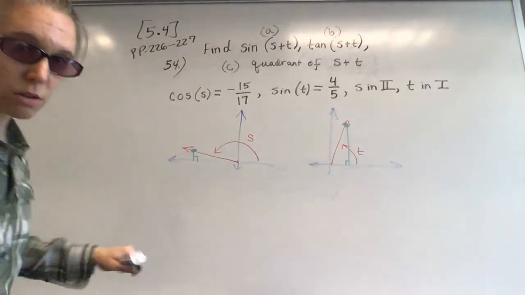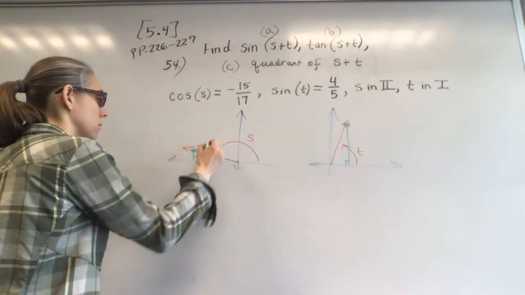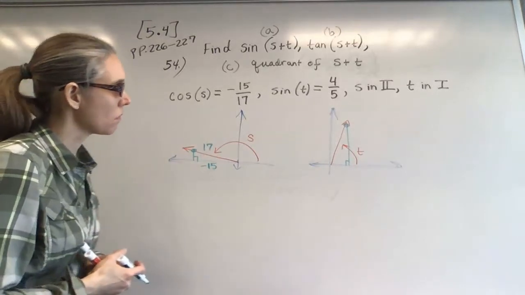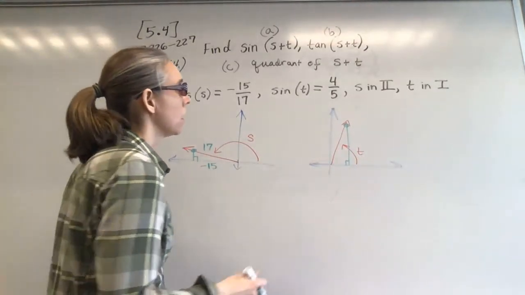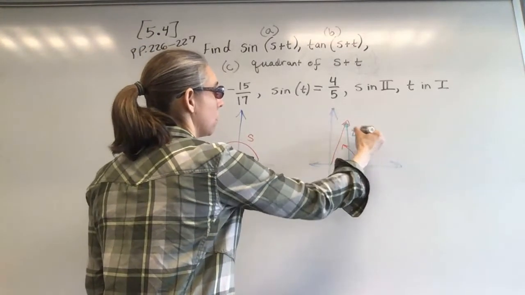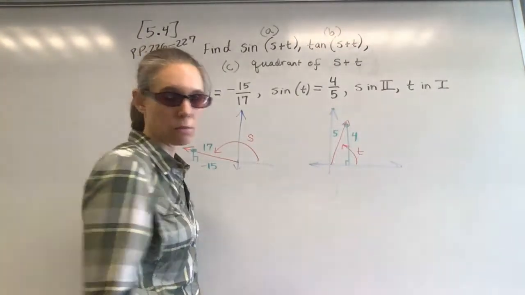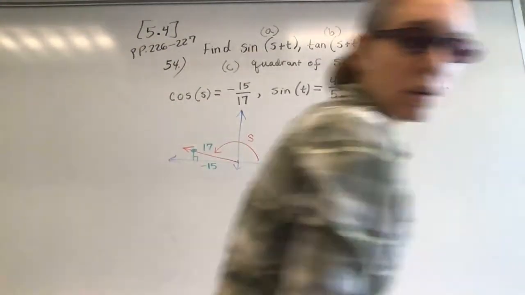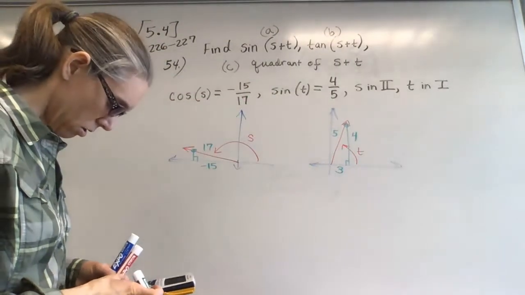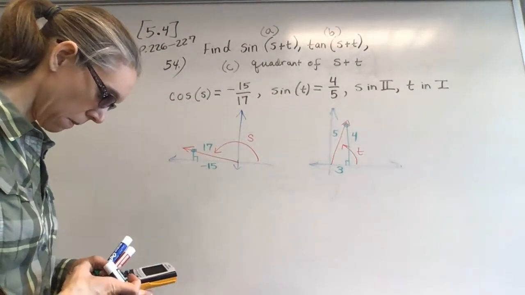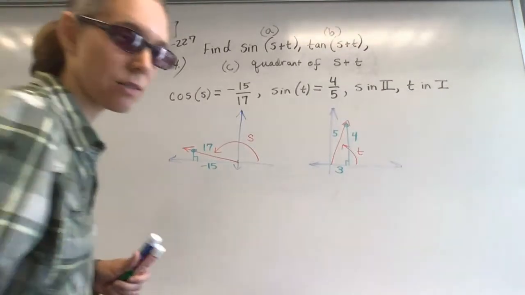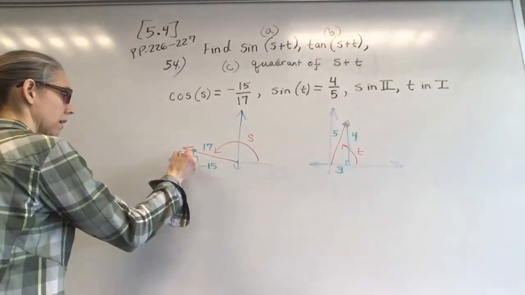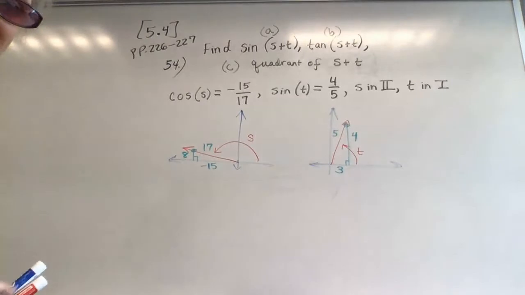So the hypotenuse is always positive. Here we have negative 15 for the x value. And then over here we have 4 over 5. This is an easy 3, 4, 5 triangle. And I'm pretty sure 15 and 17 are a part of a Pythagorean triple too, but let me just check so I don't do something foolish. Yes, 8, 15, 17 is another Pythagorean triple. So that means that the missing side here is 8.